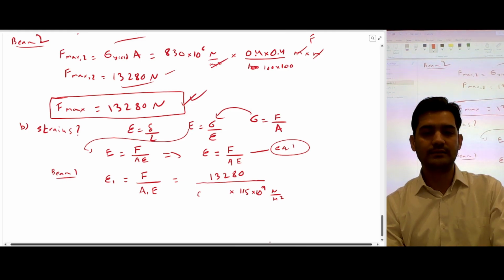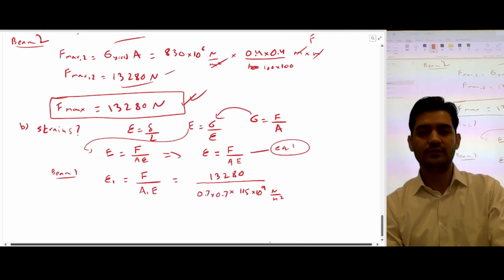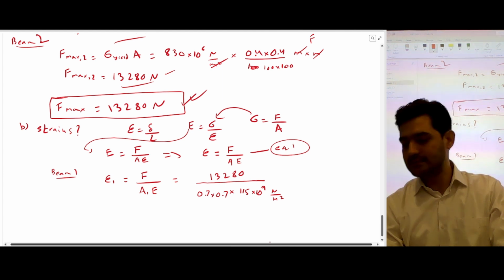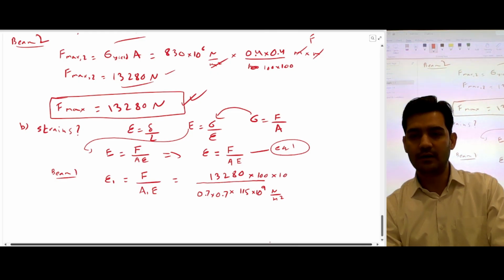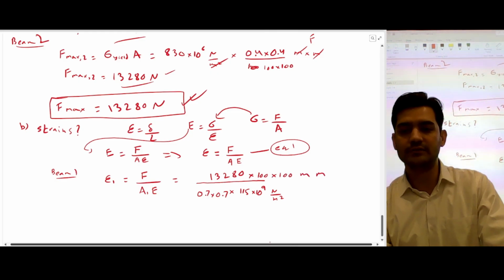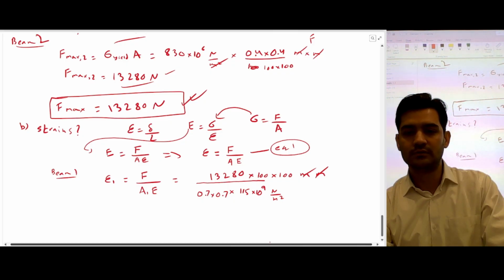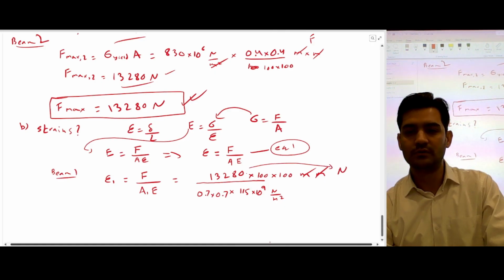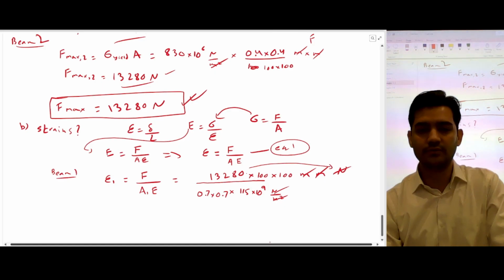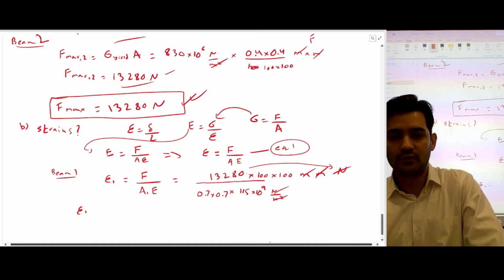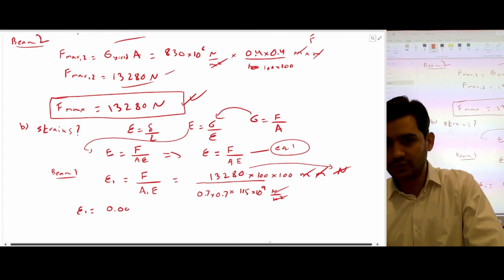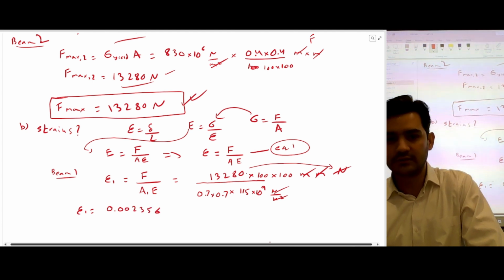The area is 0.7 into 0.7. And since it's in centimeters, I'm going to divide by 100 two times to get meters. And this is also a force, which is Newton, so it's going to cancel out. So strain doesn't have any unit. It's a dimensionless property. If you do the maths, you will get strain as 0.002356.